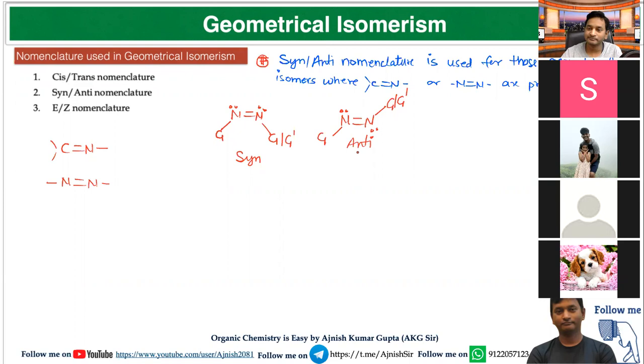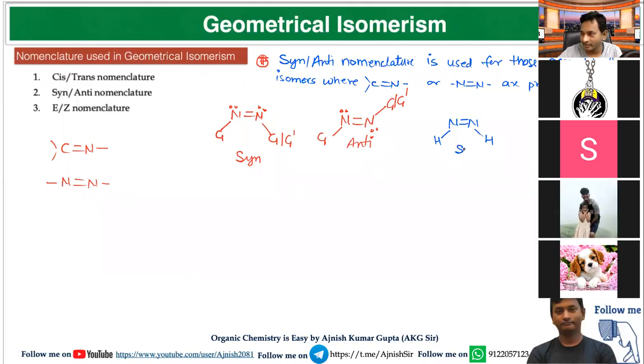Is it clear? Tell me. Yes, sir. When both groups, whether the same or different, are on the same side of the restricted bond in nitrogen double bond nitrogen, it is called syn. When both groups are on the opposite side, it is called anti. Think for this molecule. If I write nitrogen double bond nitrogen with H and H, is it syn or anti?